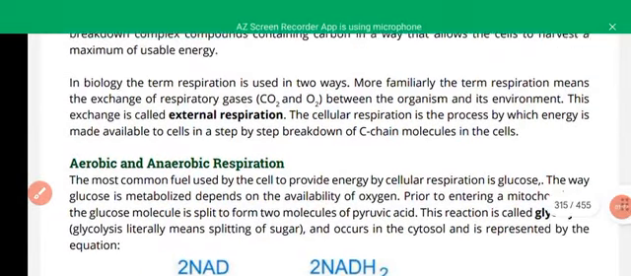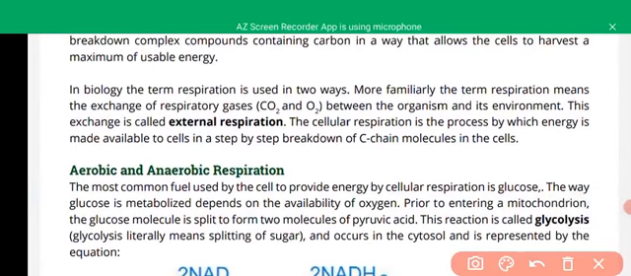There are various types of cellular respiration. We have aerobic respiration, which occurs in the presence of oxygen, and it is a complete breakdown of glucose that only occurs in the presence of oxygen. The other type is anaerobic respiration. It occurs in the absence of oxygen and it is an incomplete breakdown, and we gain only a little amount of energy with anaerobic respiration.